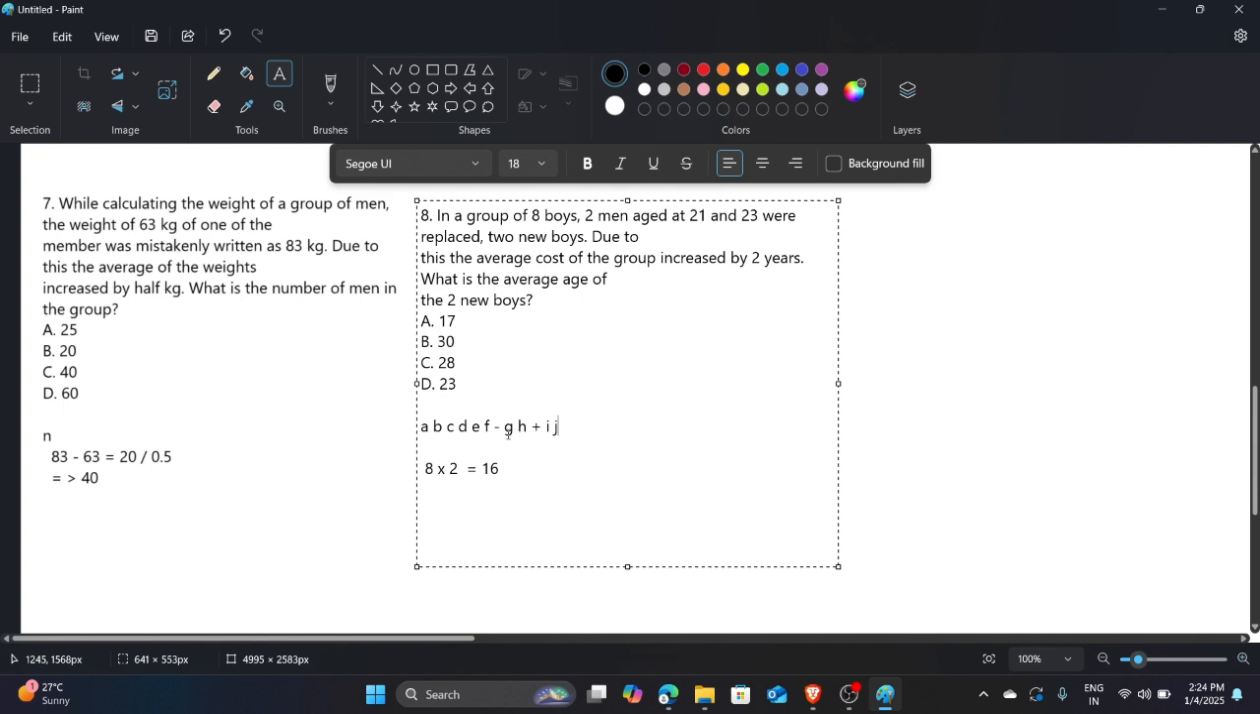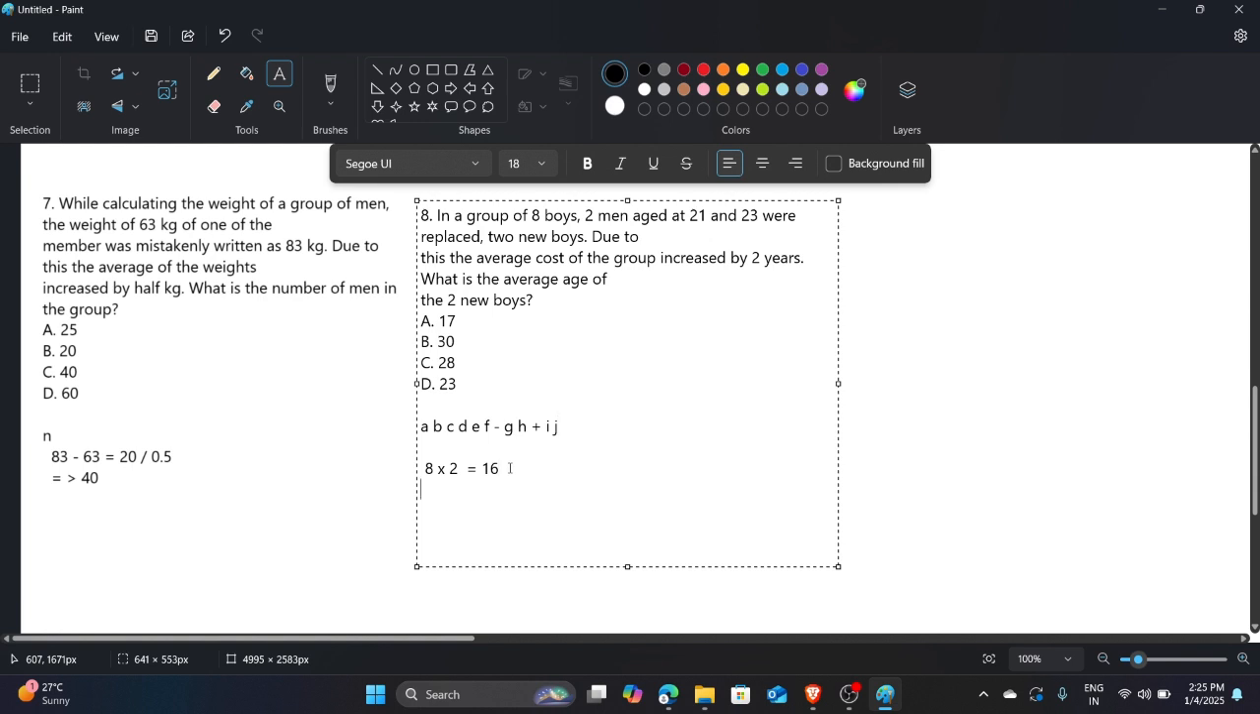It means they have something extra which they can give to the others also. In an average, the quantity is distributed equally for everybody. So the extra 2 years is distributed to all 8 members, including the new ones, so it is 16.